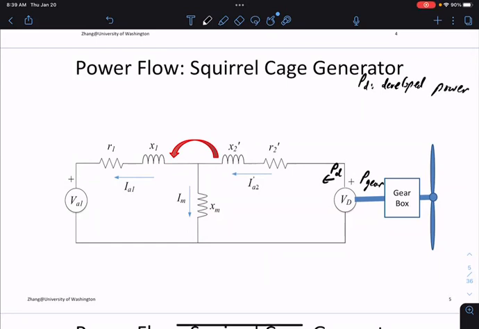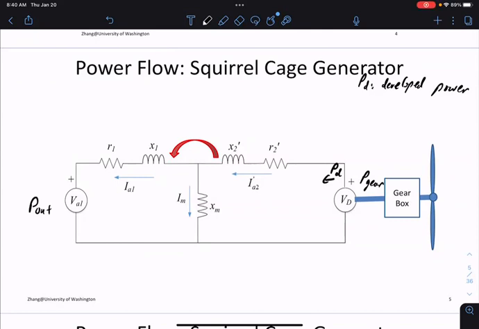Okay. So the generator has some efficiency, right? Not all mechanical power going into the generator will be turned into electric power. So the amount of power that gets turned into electric power at the right-hand side is called developed power. Our goal is to understand how the developed power relates to the output power.